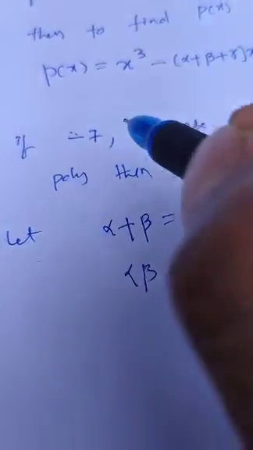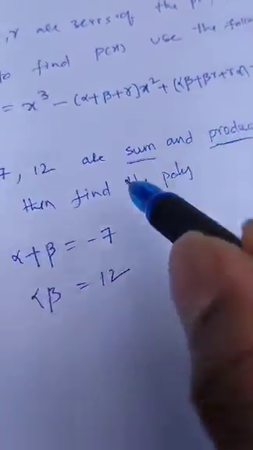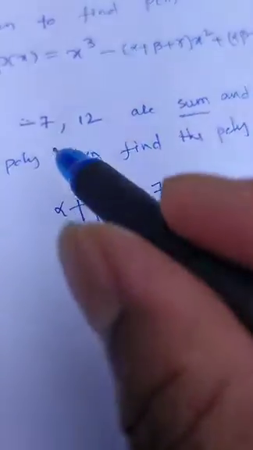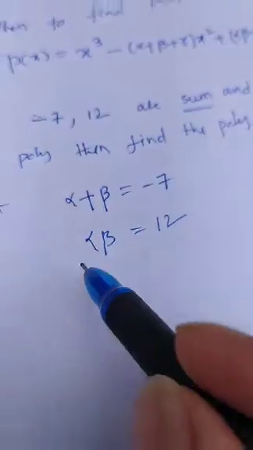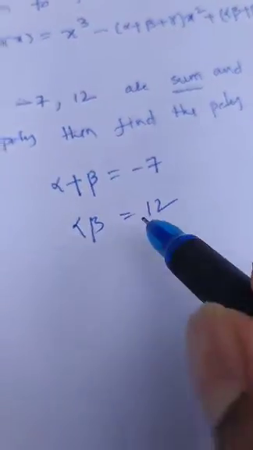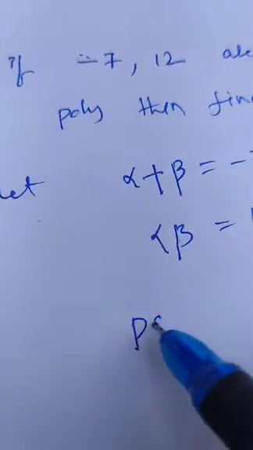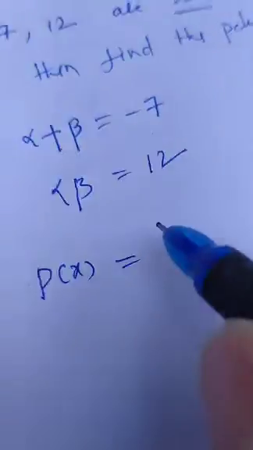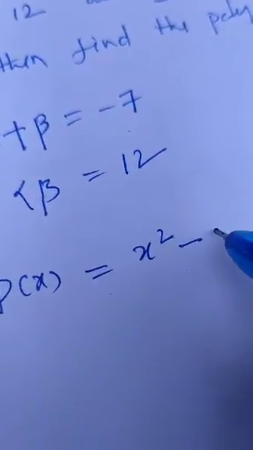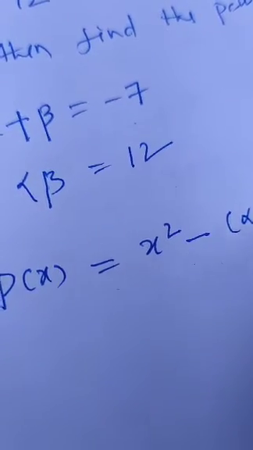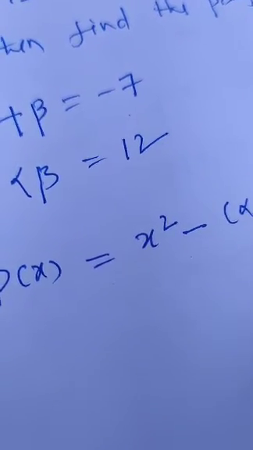So minus 7 comma 12 are not zeros. Minus 7 is the sum of the zeros and 12 is the product of the zeros. Then we have to find the polynomial. That means he has given alpha plus beta and alpha into beta. Then we have to find the polynomial. To find the polynomial, we have the formula x square minus (alpha plus beta) into x plus alpha into beta.